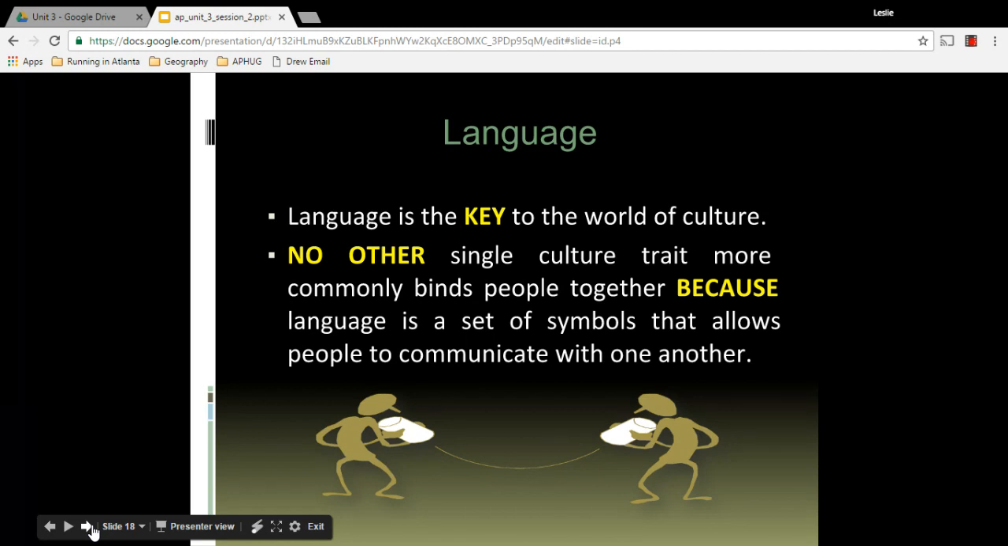Language is also important from an AP perspective because the FRQ questions that have been on previous AP exams, if they're coming from the culture unit, are almost always coming from the language point of the cultural unit, also ethnicity.